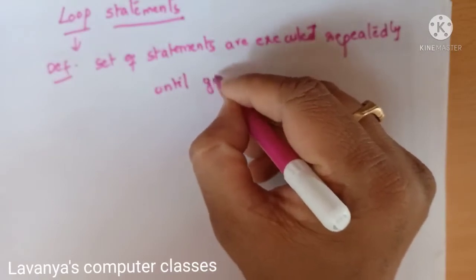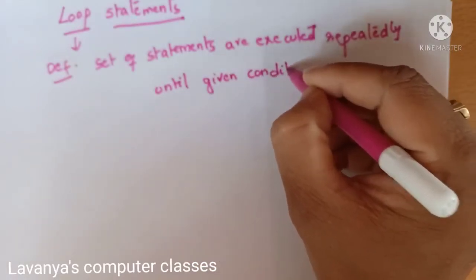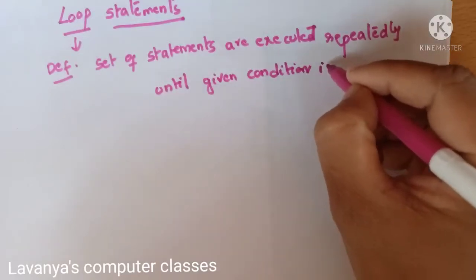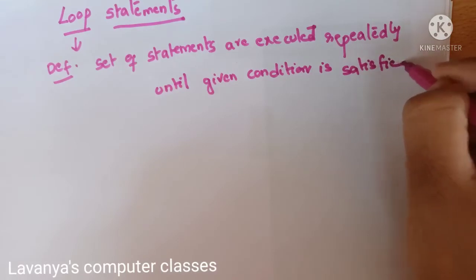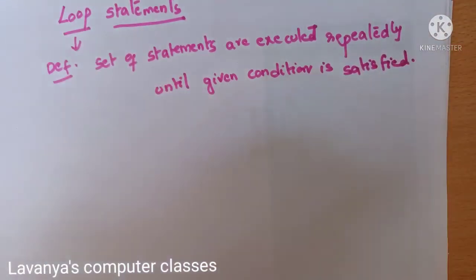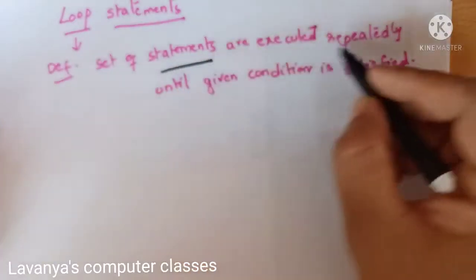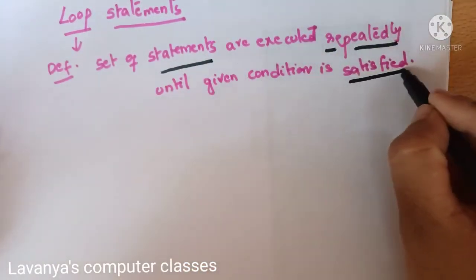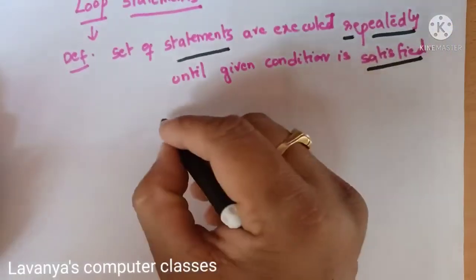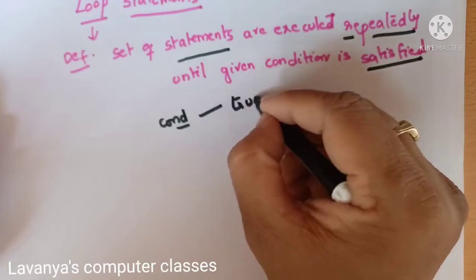Any statements are executed repeatedly or continuously. For how many times it is executed, we have to give some condition. Until that condition is true, the same set of statements is repeated continuously. After the condition is met, we exit from the loop. So that is the definition of a loop: a set of statements repeated continuously until the given condition is true.